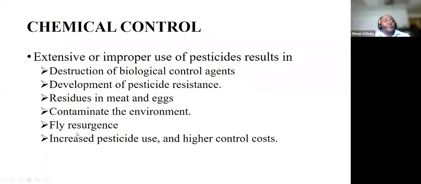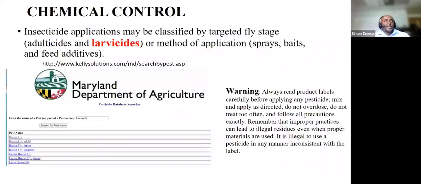And also fly resurgence. Fly resurgence means, as I have mentioned here, flies can develop resistance, and also the pesticide kills the beneficial insects, the biological control. As a result, in the next generation the fly population might increase. That will lead to increased pesticide use, which will lead to higher cost of production. So having said this, what are the pesticides that we can use to control flies in poultry operations?